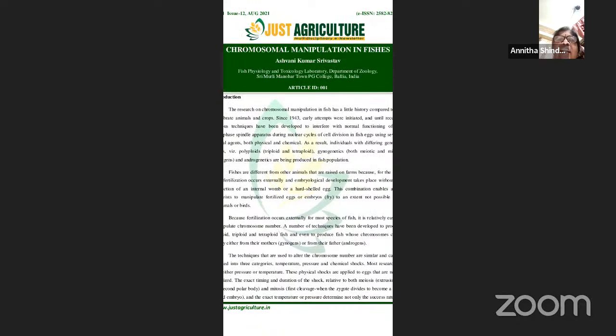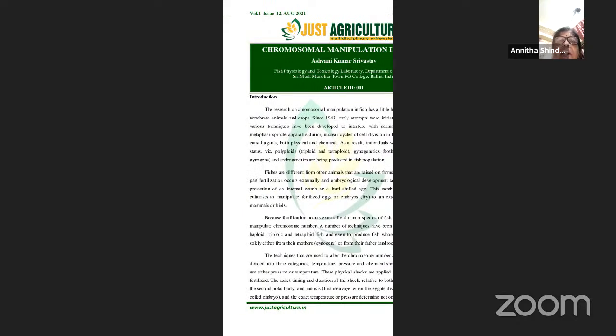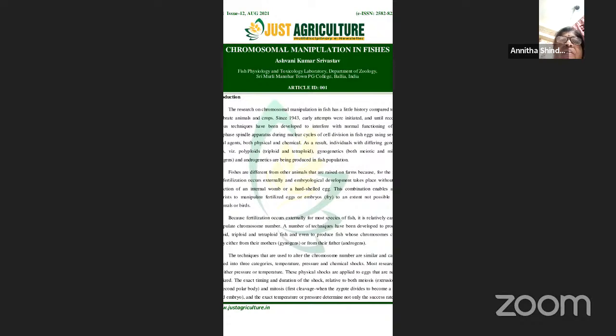This is an article in which they have given it in detail, so that is the reason why I have taken it. Already we know the various gene manipulations. Which chapter is it, ma'am? This is chromosomal manipulation or genetic manipulation in fishes.